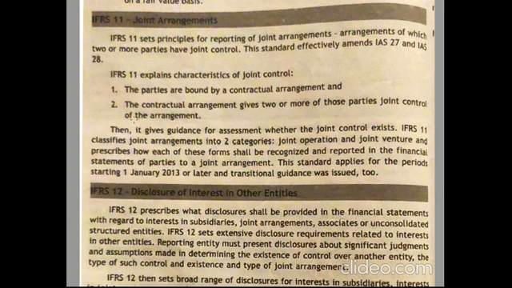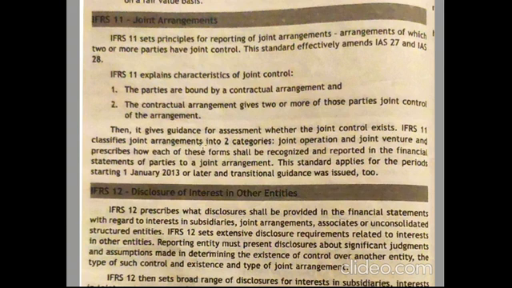So here it explains, IFRS 11 explains characteristics of joint control. The parties are bound by contractual arrangement. Yes, they get into a contract and make an agreement to run their business or to start up their entities. The contractual arrangement gives two or more of those parties joint control of the arrangement. When you get into an agreement between these parties, it gives you a joint control where both have control over their agreement. Based on their agreement, the controls will be accomplished. So it gives a guidance for assessment of whether joint control exists.